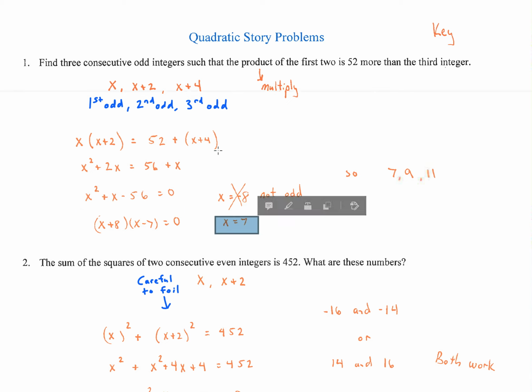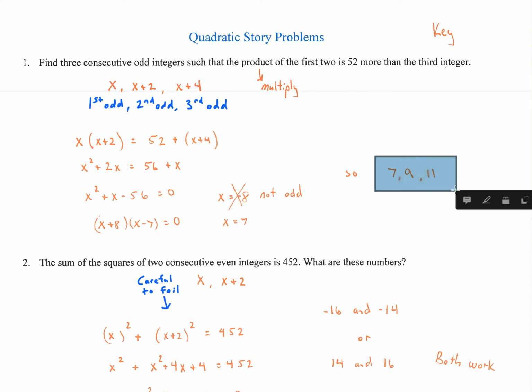So if x equals 7, well, then the next one is 9, and the next one is 11, and we get these solutions, and you can check your answer. Does the product of the first 2, 7 times 9, which is 63, is it 52 more than the third one? Sure. 63 is 52 more than 11.